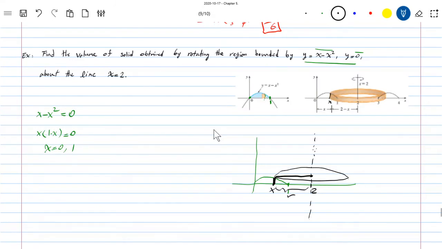Well, how do you find the difference? The distance between 2 and x is 2 minus x. And how about the height? The height of this cylinder is basically the same as the y value of the function. That's the height of the cylinder. And the y value of the function is x minus x squared.